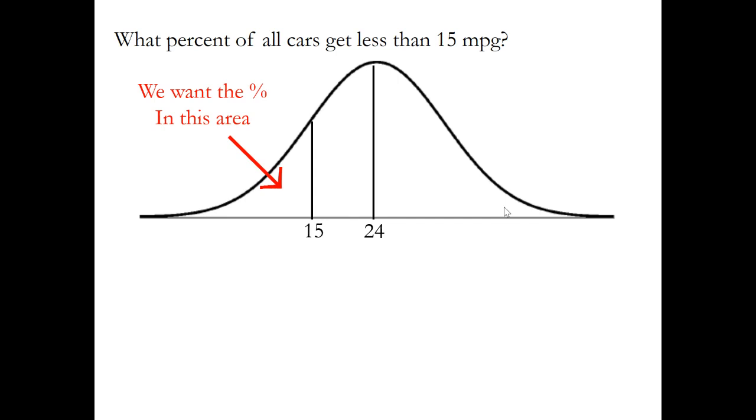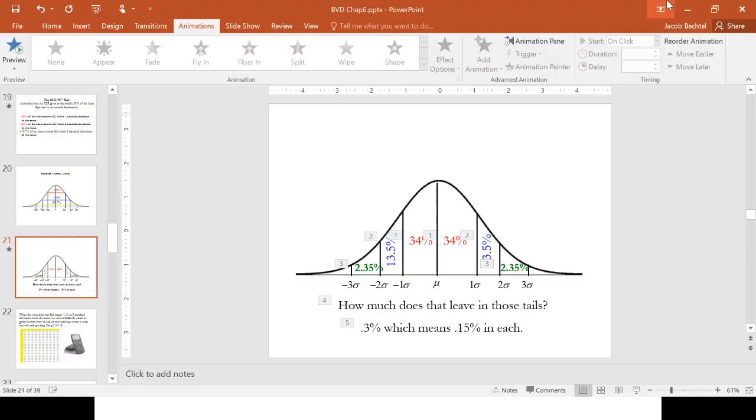15 miles per gallon does not land directly on one of our standard deviations, so I want to convert that to a z-score. When I do that, 15 minus 24 divided by 6 is negative 1.5. Now is when I pop over to my calculator.